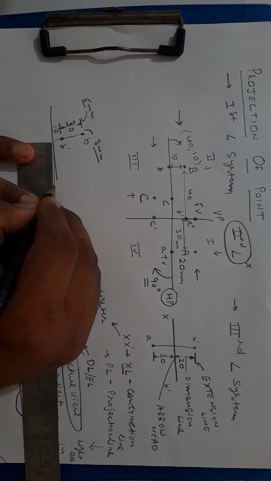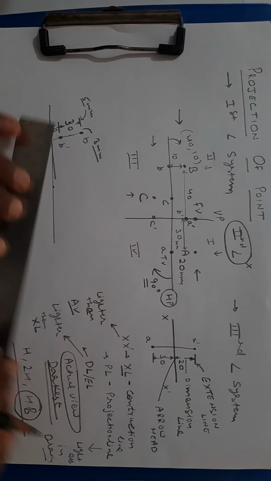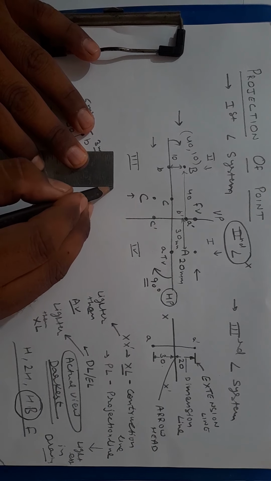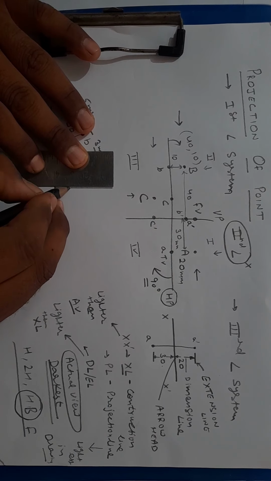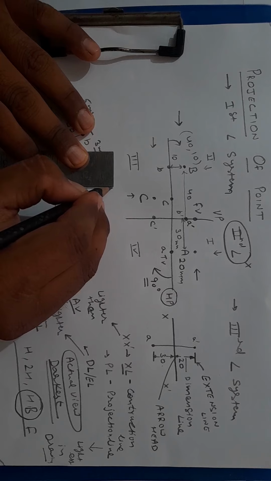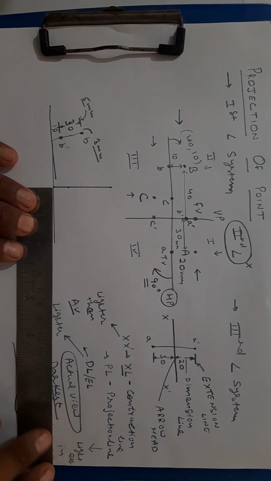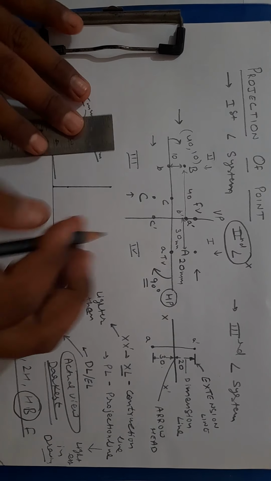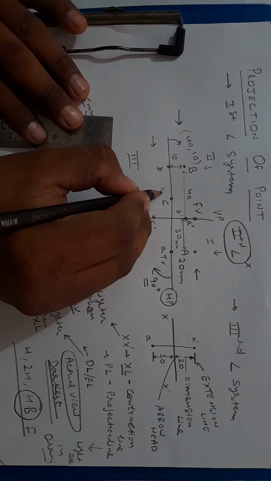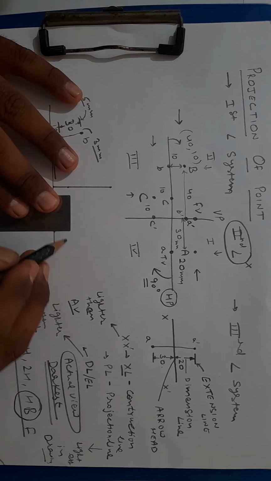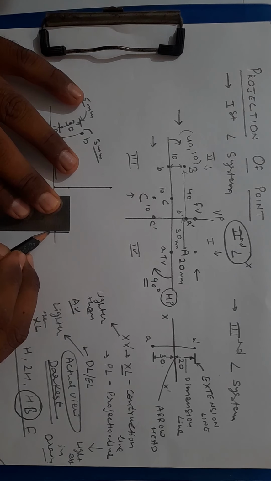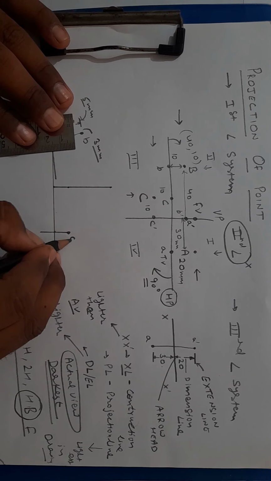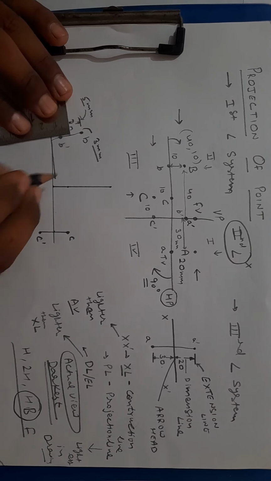Then we will be plotting two different points at a distance of 30 mm, like I am doing. Here the distance is 30 mm. Now if it is 10 each, then we are plotting it is C and it is C dash.